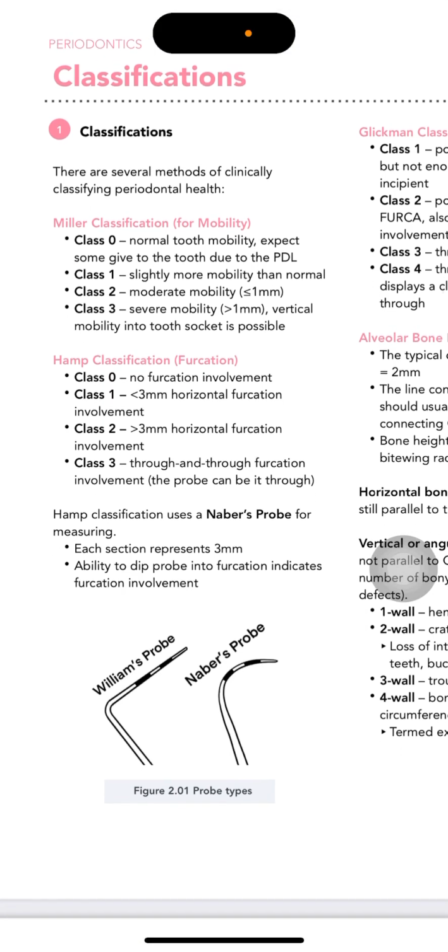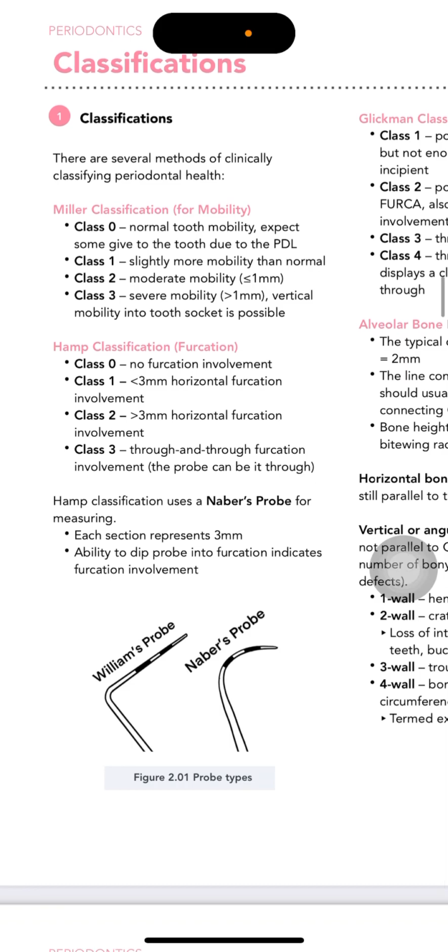Hamp classification, furcation. Class 0: no furcation involvement. Class 1: below 3 mm horizontal furcation involvement. Class 2: over 3 mm horizontal furcation involvement. Class 3: through-and-through furcation involvement. The probe can go all the way through.